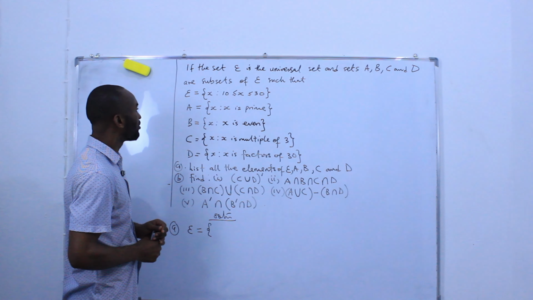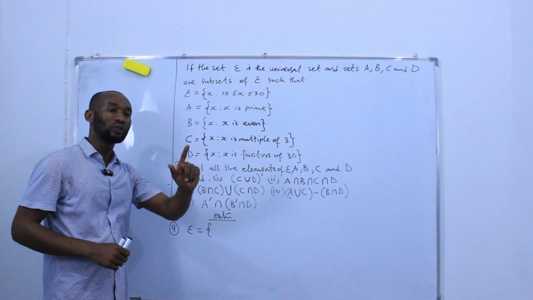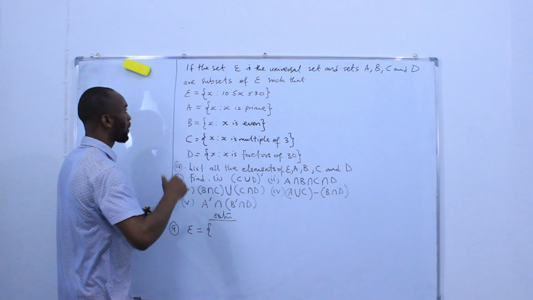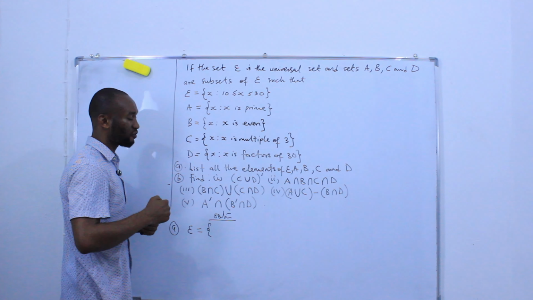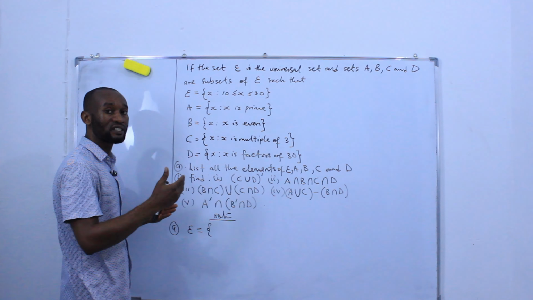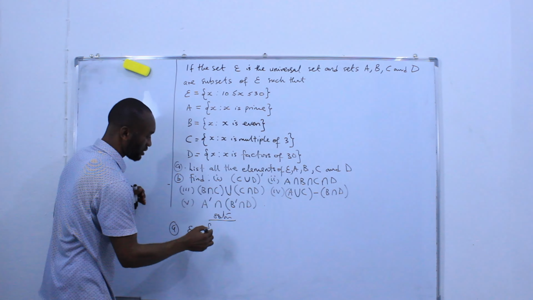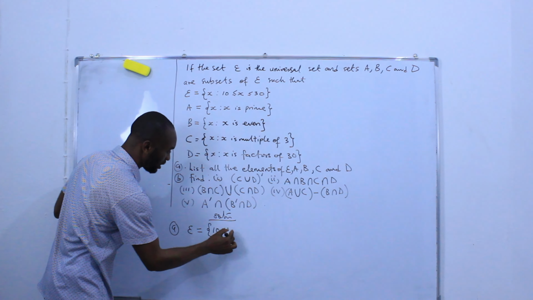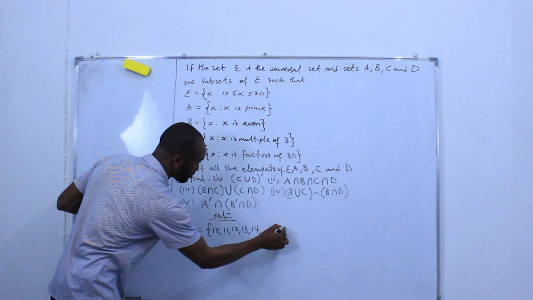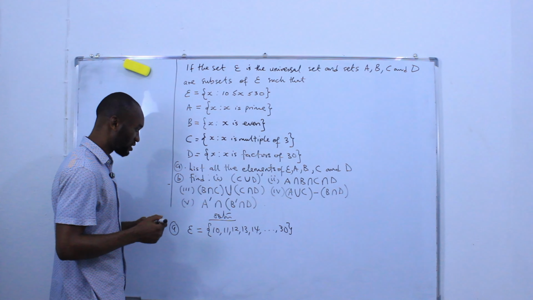Now, from here, we know that X is an integer. X being an integer, we can now say that the elements of the set E are those integers from 10 to 30. So you have 10, 11, 12, 13, 14, dot, dot, dot, up to 30. These are the elements of the set E.